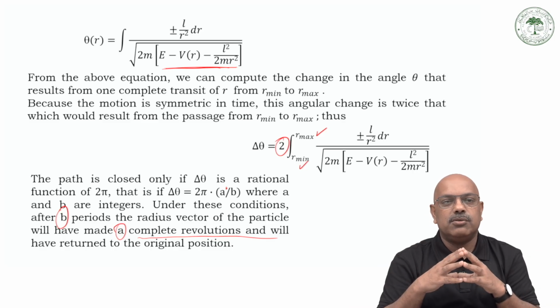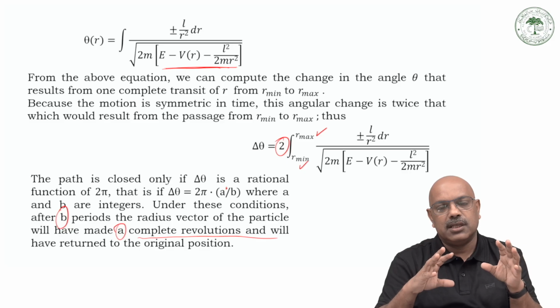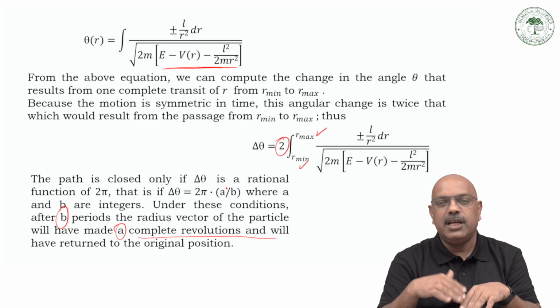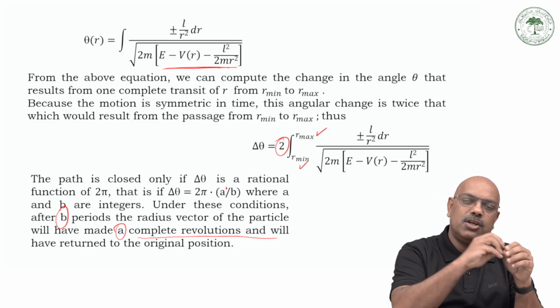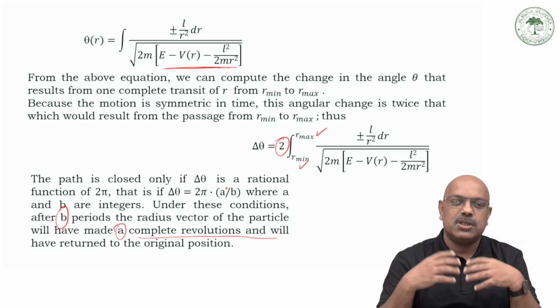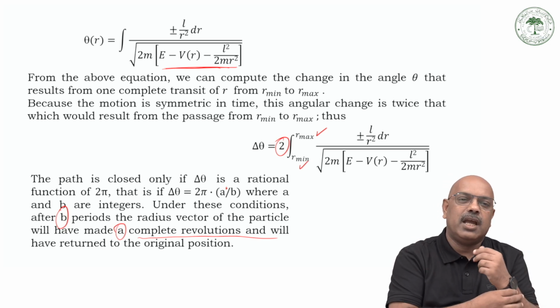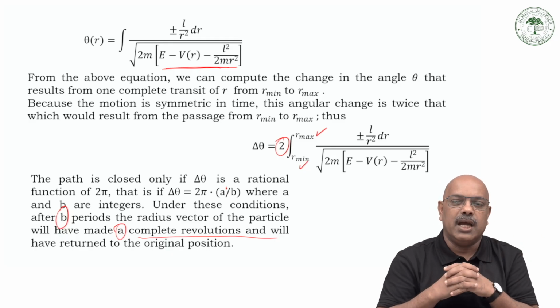Nevertheless, you see, starting from the differential equation, the trajectory is invariant under the reflection about this epsilon vector. So when you change theta to minus theta, the motion is going to be symmetric. That's why the angular change is twice that between r maxima and r minima.